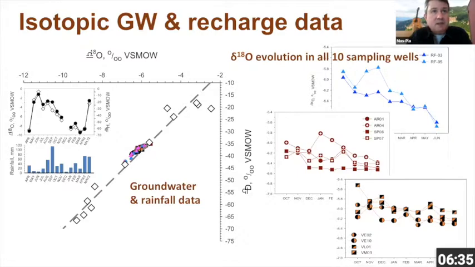In the left-hand side, in the large plot of groundwater and rainfall data, we see that the white diamonds that belong to the rainfall have very heavy or very low isotopic values, whereas the groundwater samples, the symbols in color, appear concentrated in a very narrow range. But the most important thing is that the small graph shows a seasonal temporal distribution of the water isotopes in rainfall, with a maximum value in July and August and a minimum value, about 10 per mil lower, in March and April.